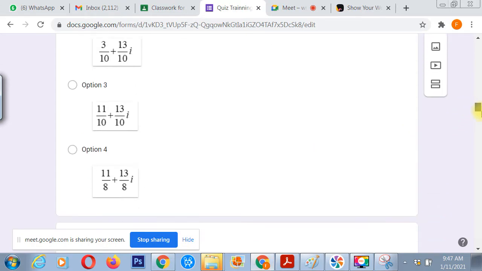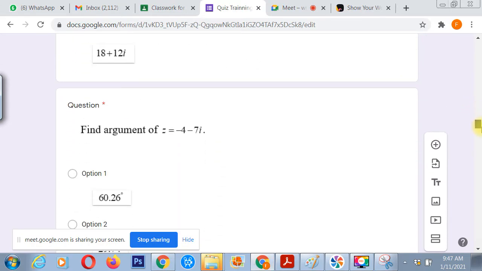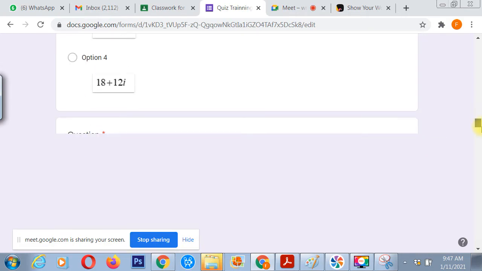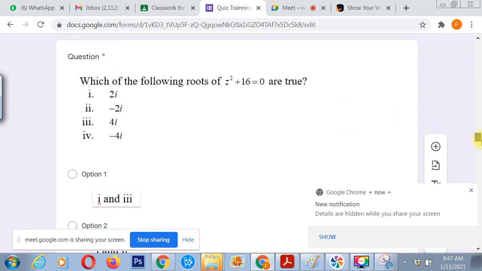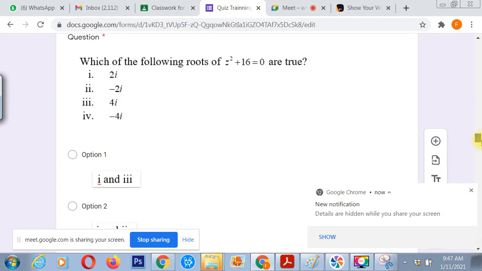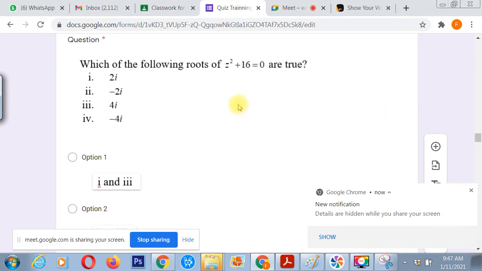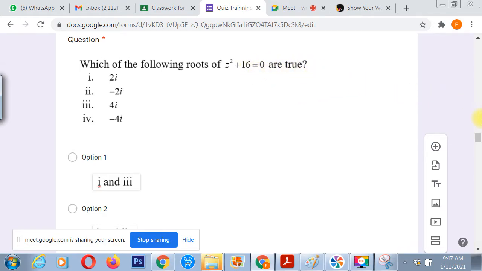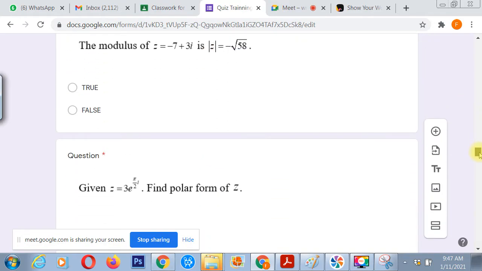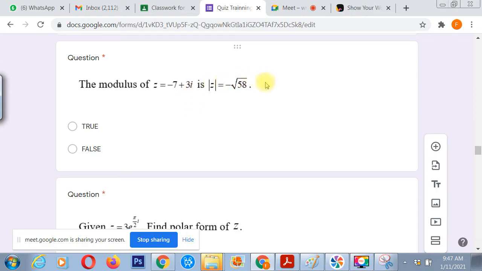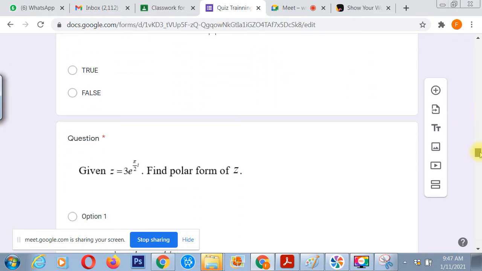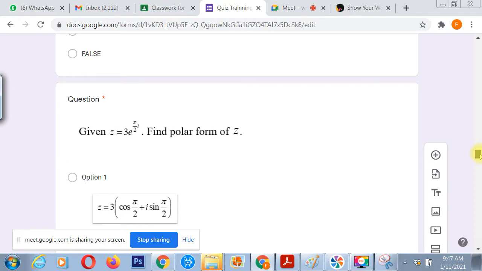Alright. Find the argument, find, and then find if the following roots is true or not. So you need to find everything lah, macam tadi, ikut je step tadi. Modulus, what is modulus and so on. So dia punya ni lah.